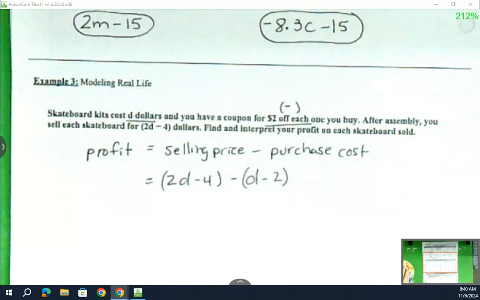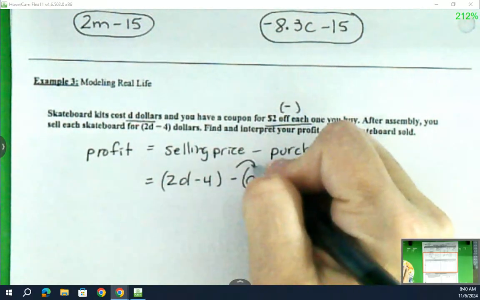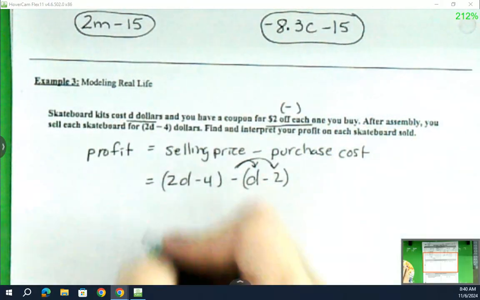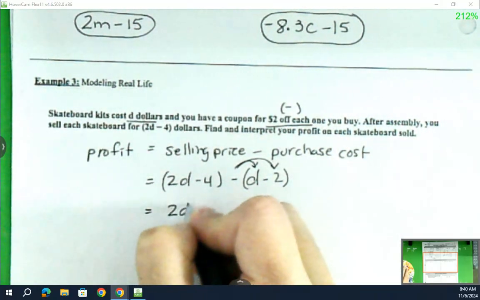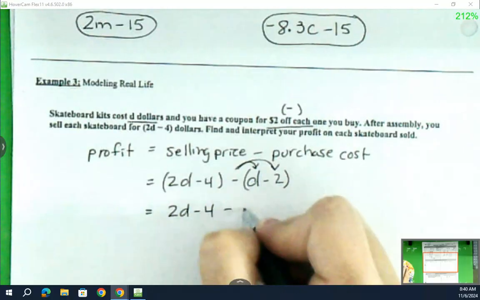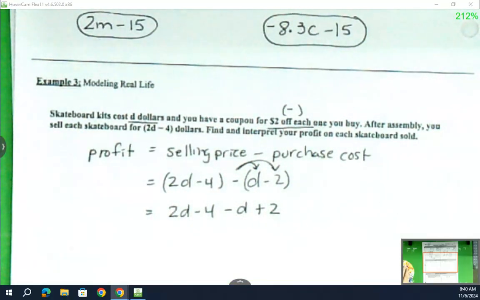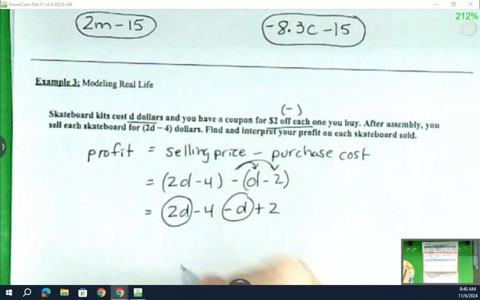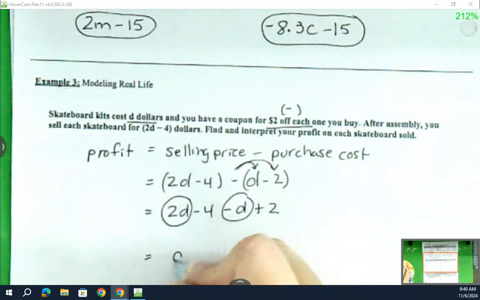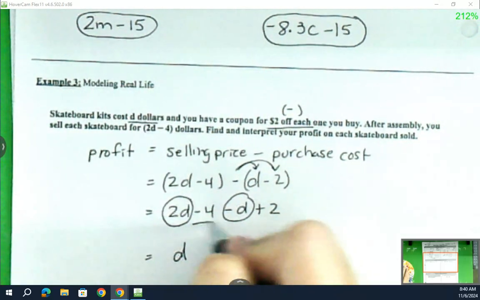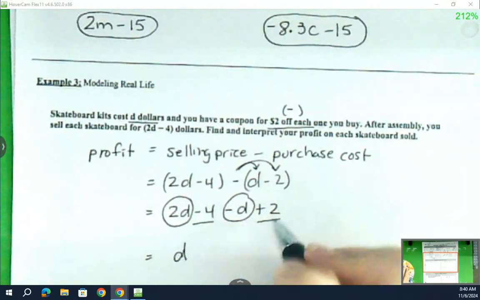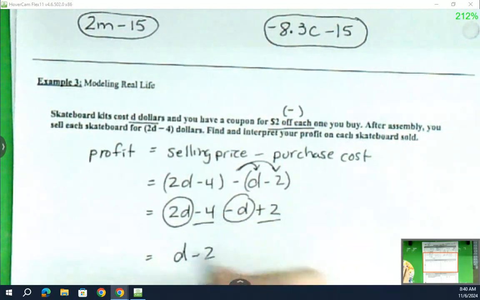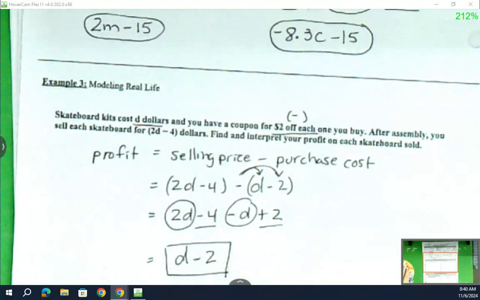Again, we're going to use the distributive property here, or distribute that negative. And what we're going to have is 2D minus 4 minus D plus 2. Combining our D's, we have 2D minus D, which is D. And then our numbers here, minus 4 plus 2 is minus 2. So our answer is D minus 2.